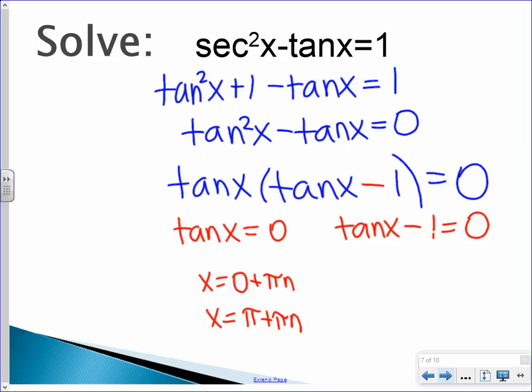Now, remember this is going to happen every time with tangent, where your two solutions are going to be pi apart, which is your period. So you can condense these to just write as one. You could write just pi n. Yeah, you can condense those down to pi n. Now, if you write both of those, you're not going to be upset, not going to count it wrong. Okay?